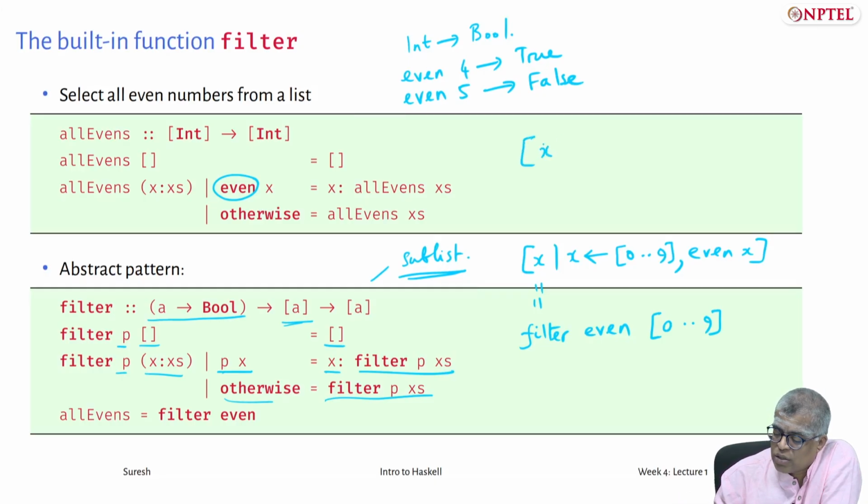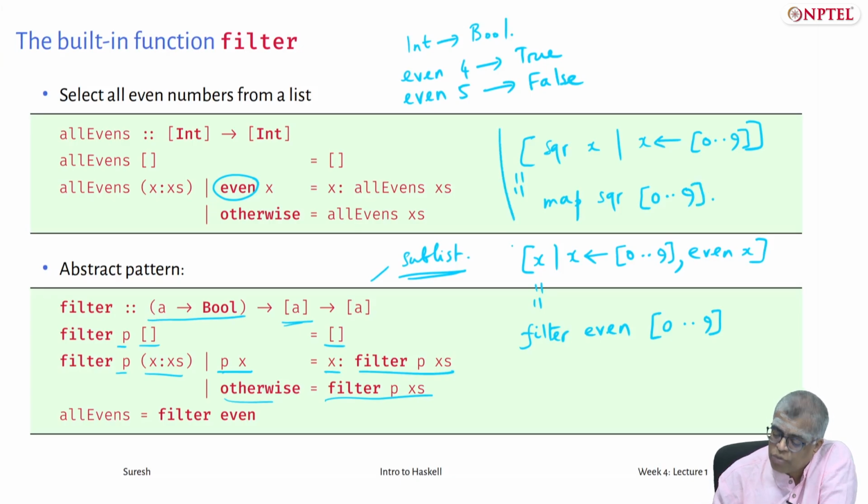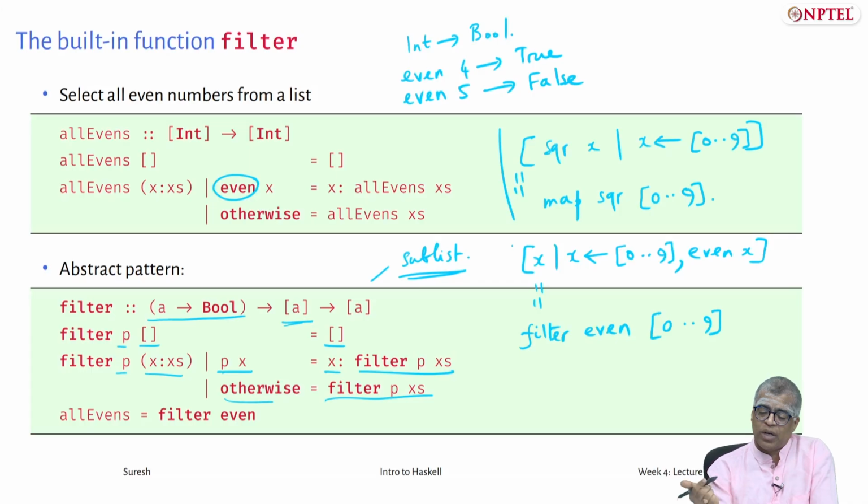Another example, square x such that x comes from a list is nothing but saying map square. So you could use list comprehension to express some things that you expressed using map and filter.